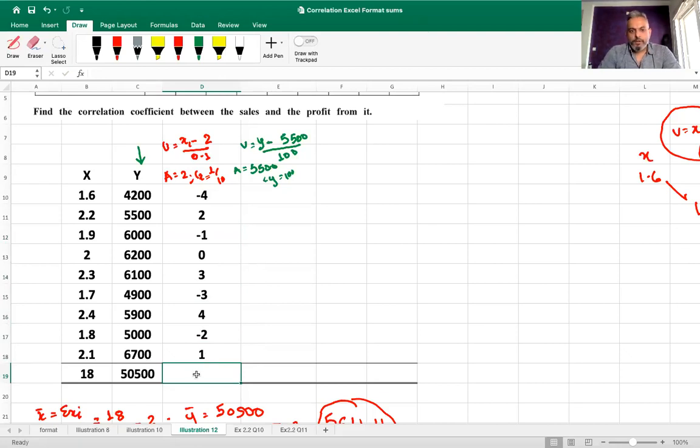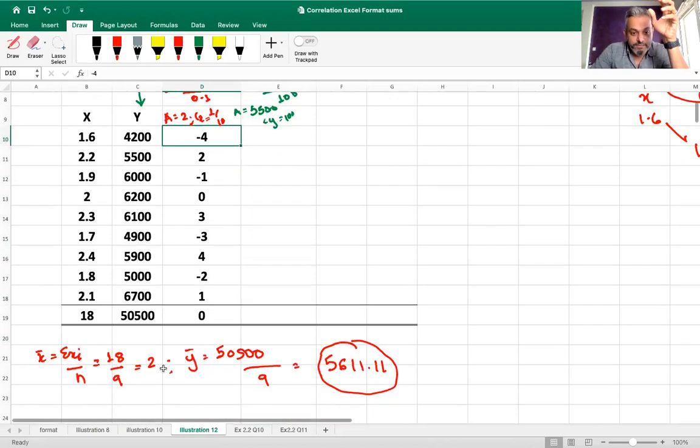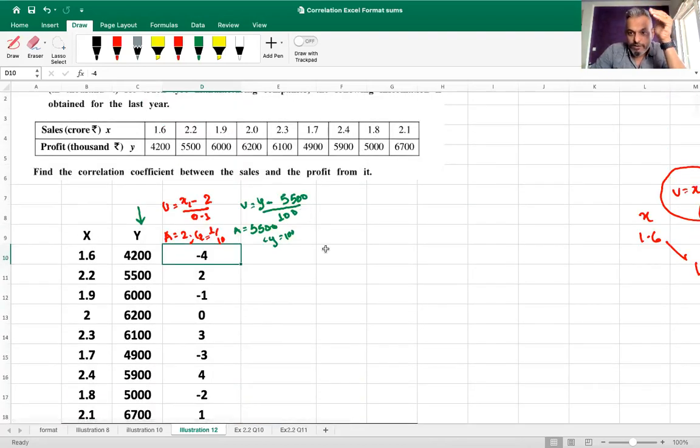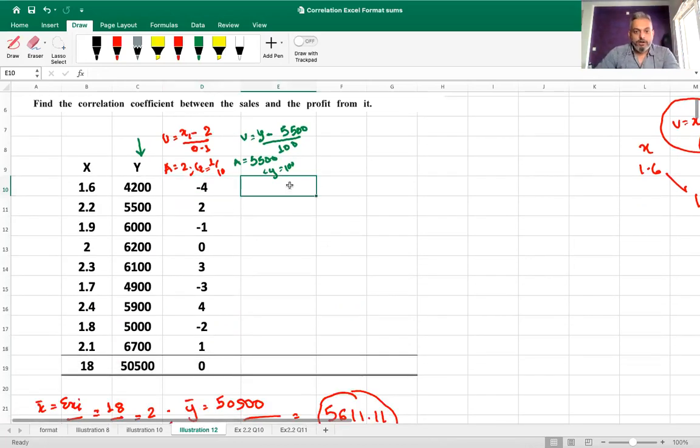So over here, because x minus 2 is your assumed mean, it is also the mean, so the sum of deviations of the observations from the mean should always be equal to 0. Let's check. Yes, it is 0. So our calculations are correct. Now when does this happen? When xi minus this number, the assumed mean, is the same as the mean, only then. It doesn't happen every time. In the y column you will see 0 will not come, because the mean is 5611 and here we have taken 5500.